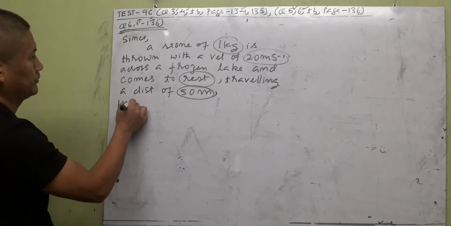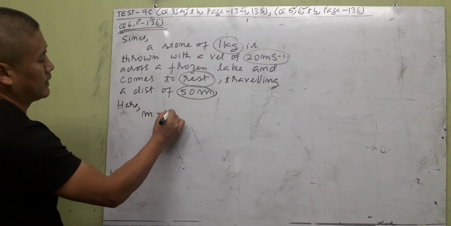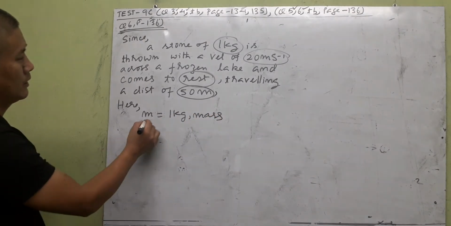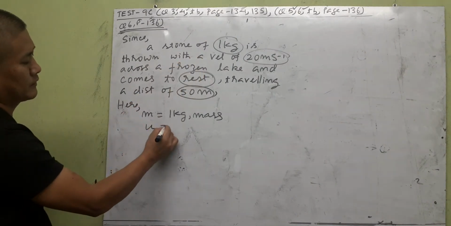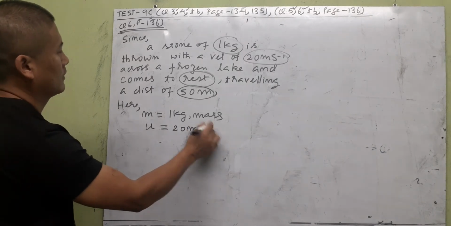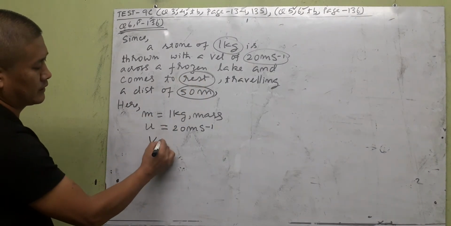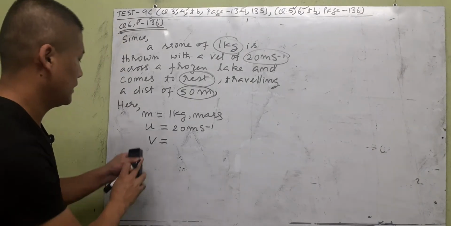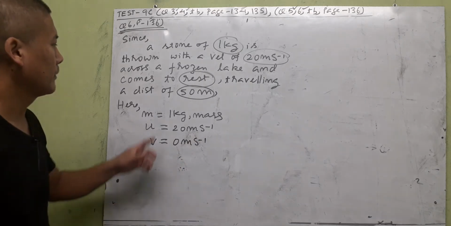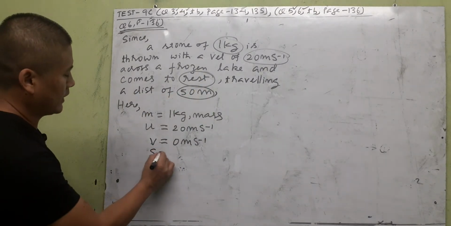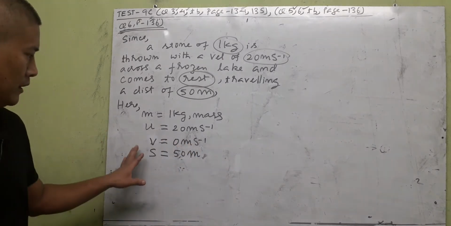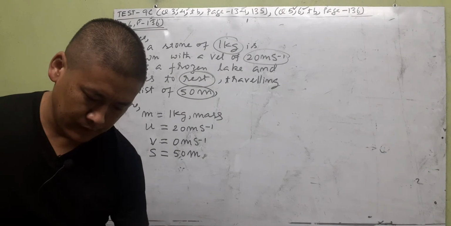Clearly we know kg means mass. 1 kg is the mass of that stone. And with a velocity means the initial velocity u equal to 20 meters per second. And comes to rest means finally it comes to stoppage, so final velocity v will be 0. Then traveling a distance means s equal to 50 meters. That's enough.